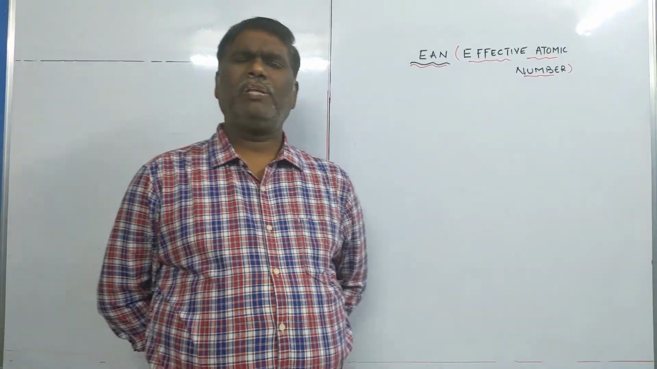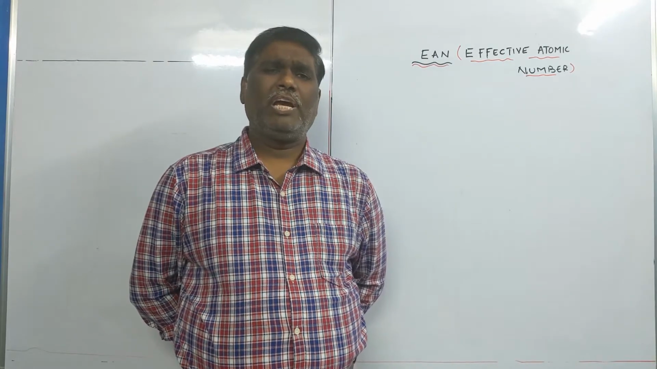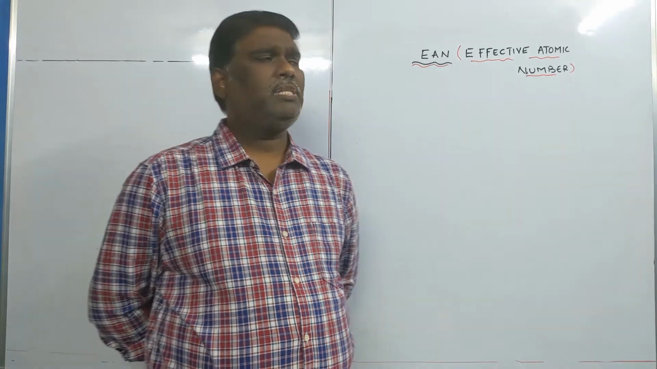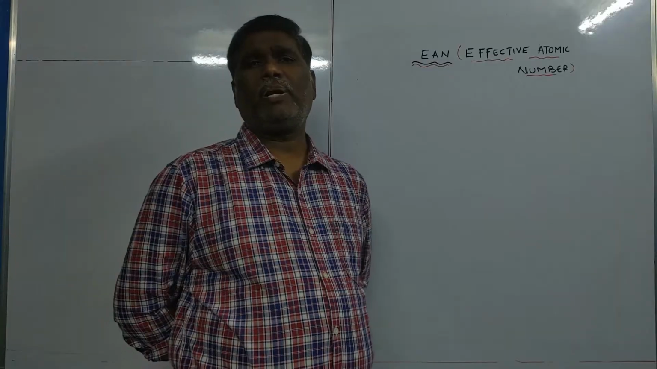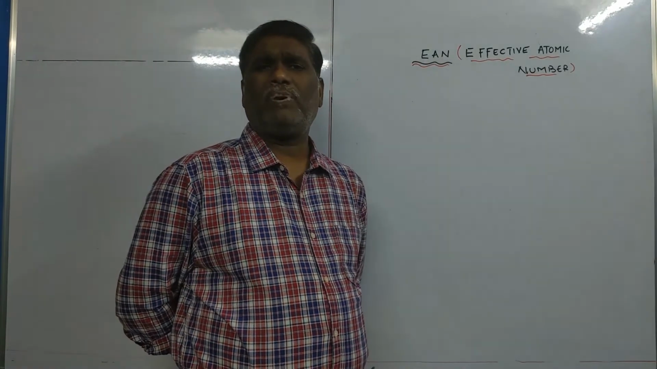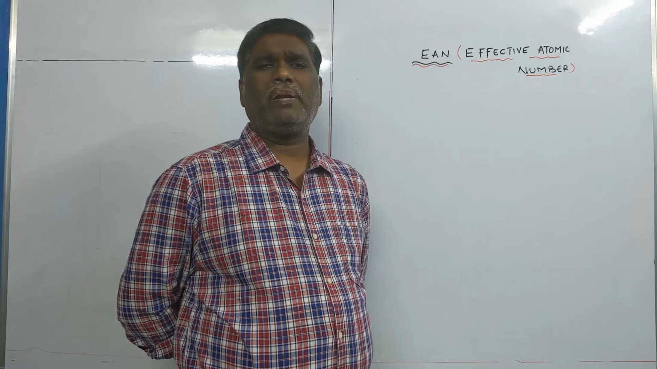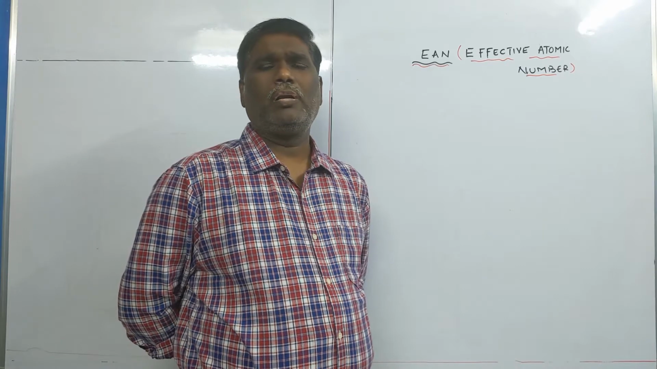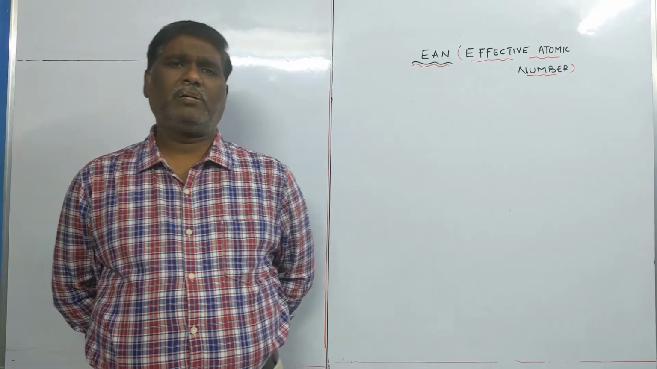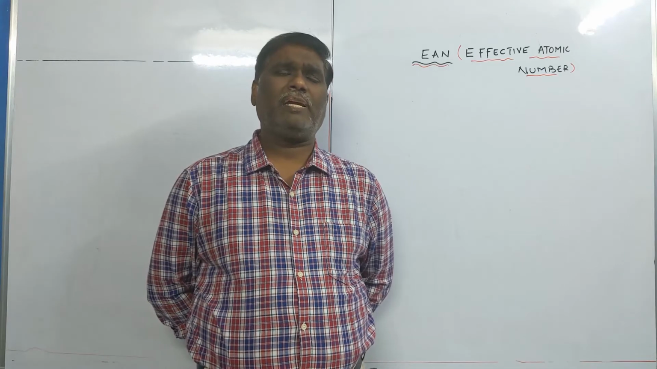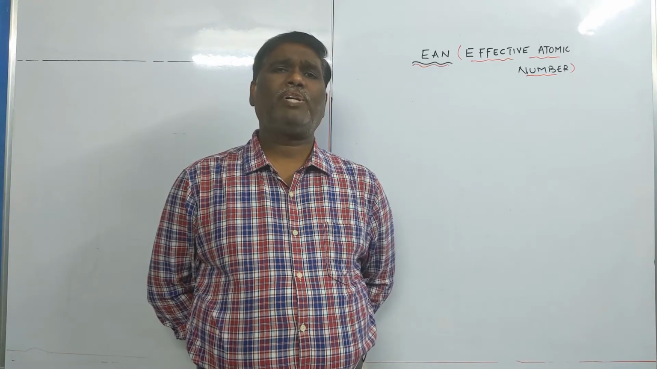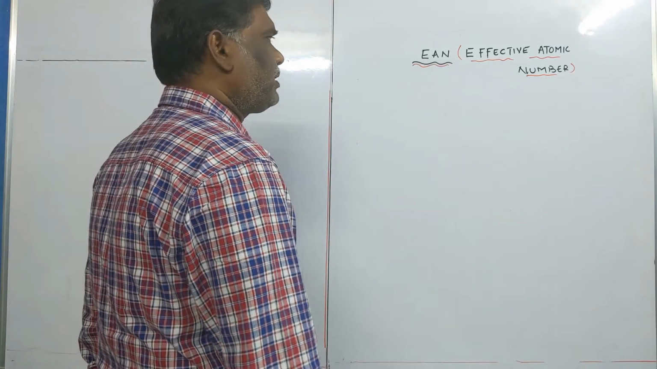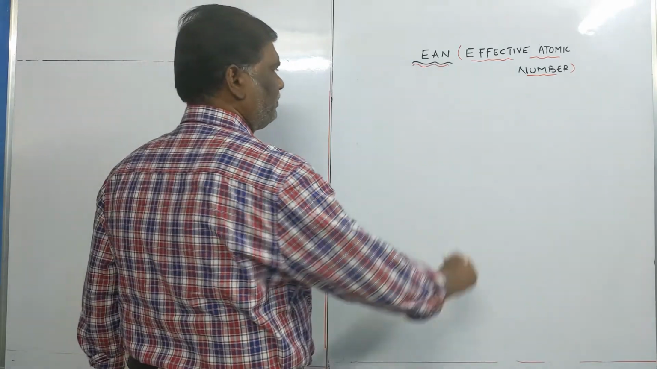Hello students, in this video we are going to discuss effective atomic number of complex compounds. What is effective atomic number? Effective atomic number is the number of electrons present in the central metal atom after the formation of a complex compound.